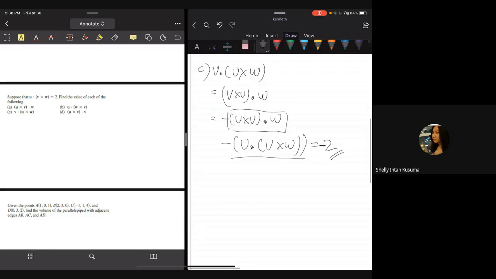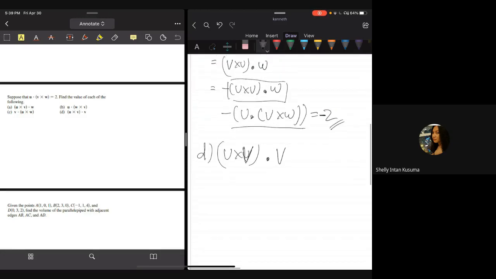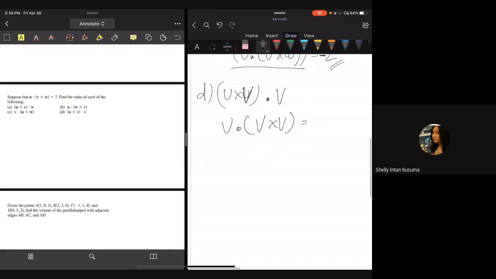And the last one, D, u cross v dot v. Okay, we can just change it again with the cross product and the dot product, so u dot v cross v. Then if this one is u, so it's v cross v.